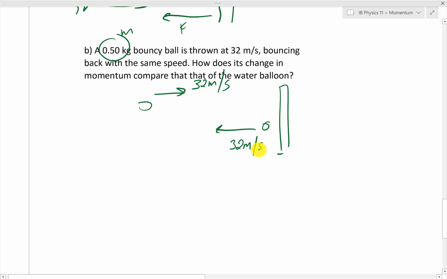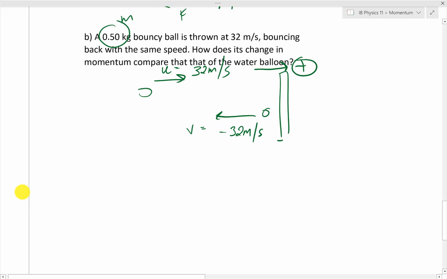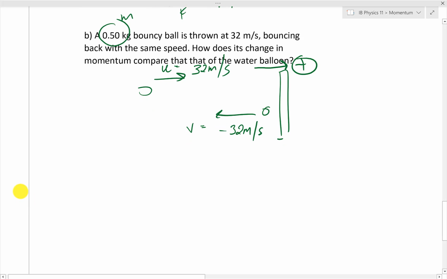So we're going to have to label some directions here. I'm going to label towards the wall as the positive direction. So this bouncy ball's initial velocity is positive 32 meters per second, whereas if it's going backwards, its final velocity is going to be negative 32 meters per second. So now we have the speeds, we have the mass, we want to find the change in momentum again.